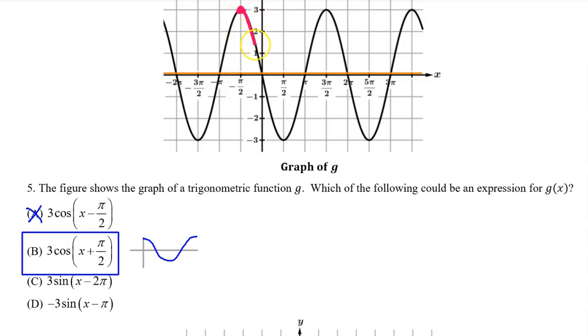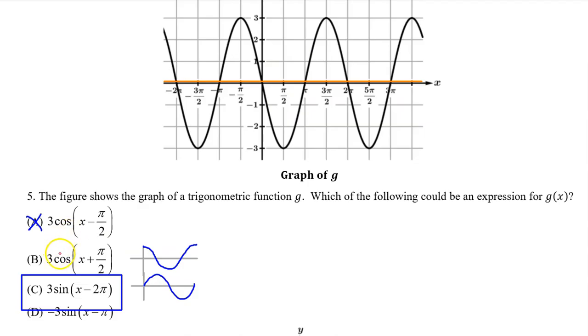If I trace out one period of graph g starting at negative pi over 2, we get this, which is a right side up cosine function just like we wanted. So this is probably the answer. I'm not going to say that b is the answer until I eliminate the other options.